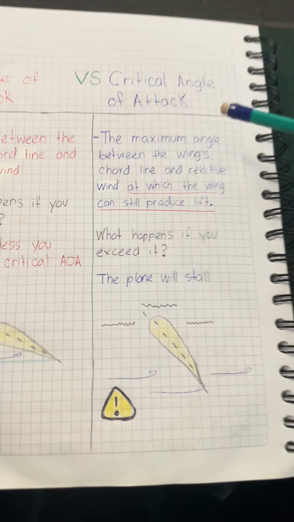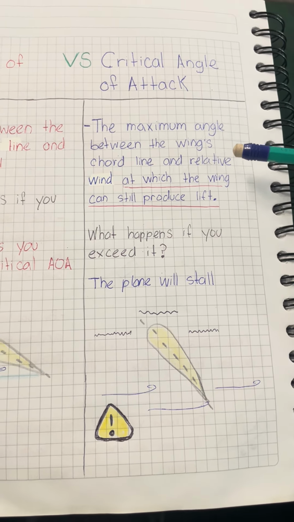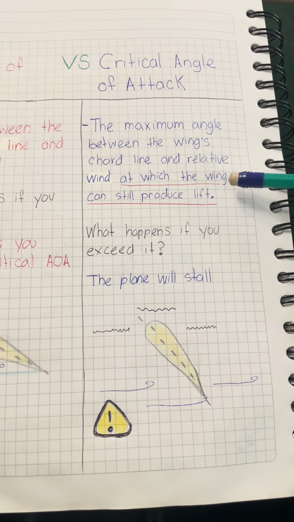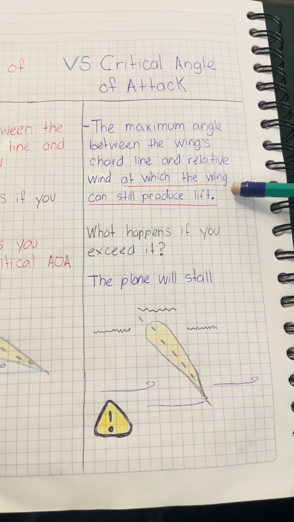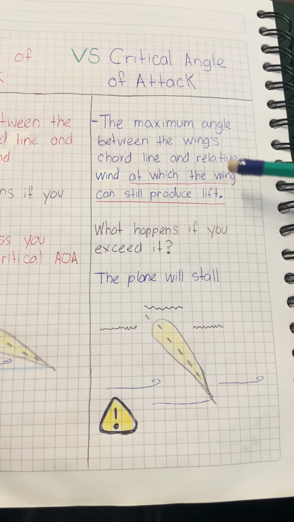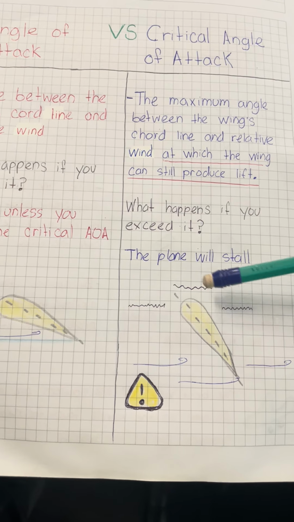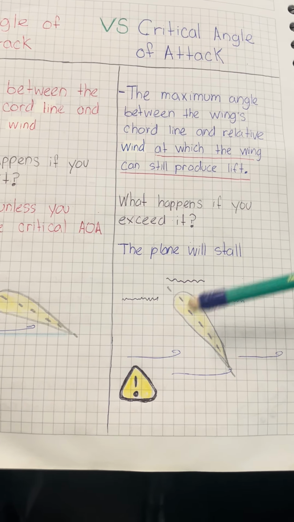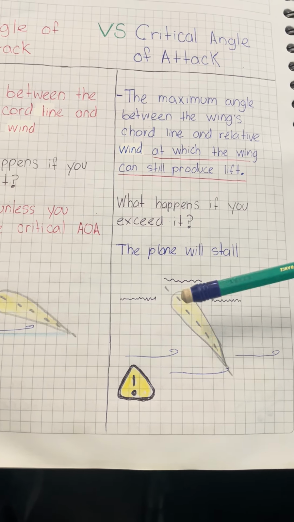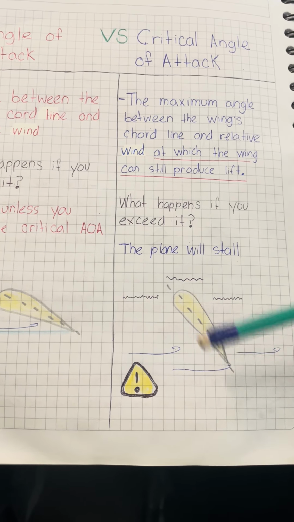Now, the critical angle of attack is the maximum angle between the wing's chord line and relative wind at which the wing can still produce lift. So again, the maximum angle. So here's the relative wind and here's the chord line. After the wing reaches the maximum angle, it is not going to be able to produce lift anymore.